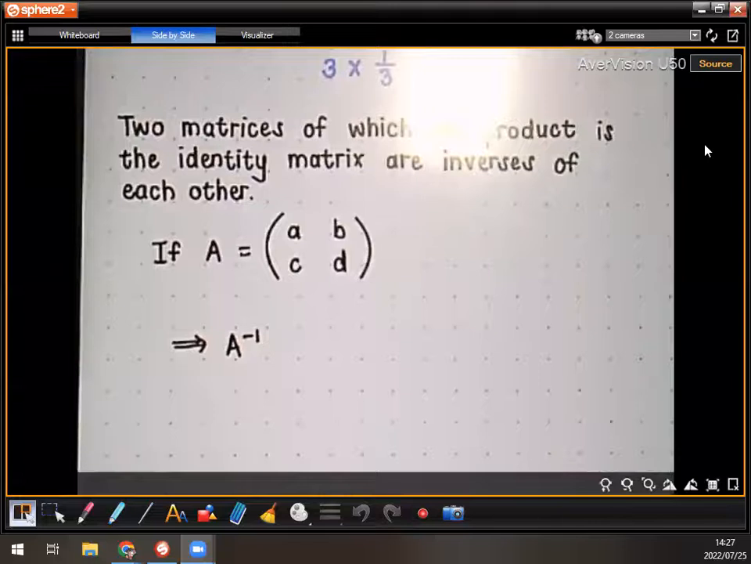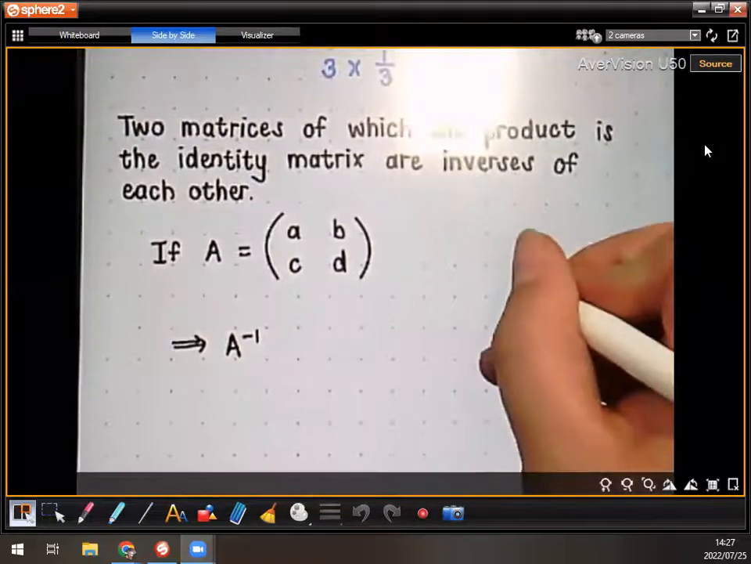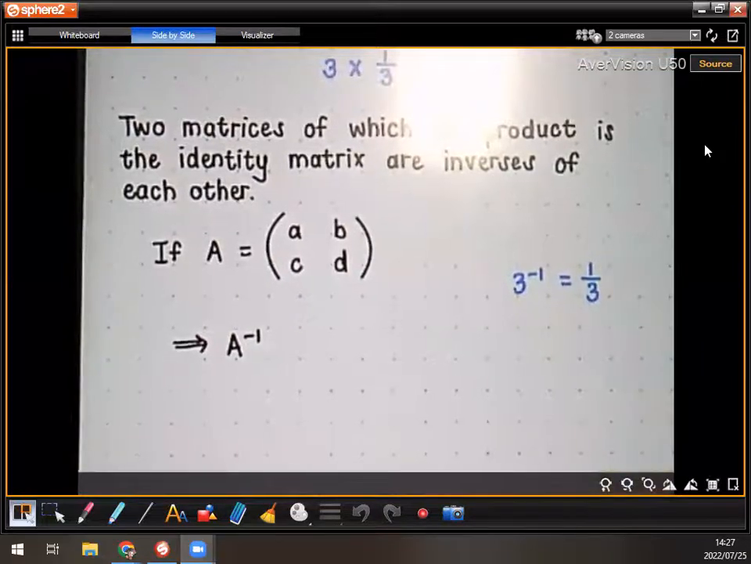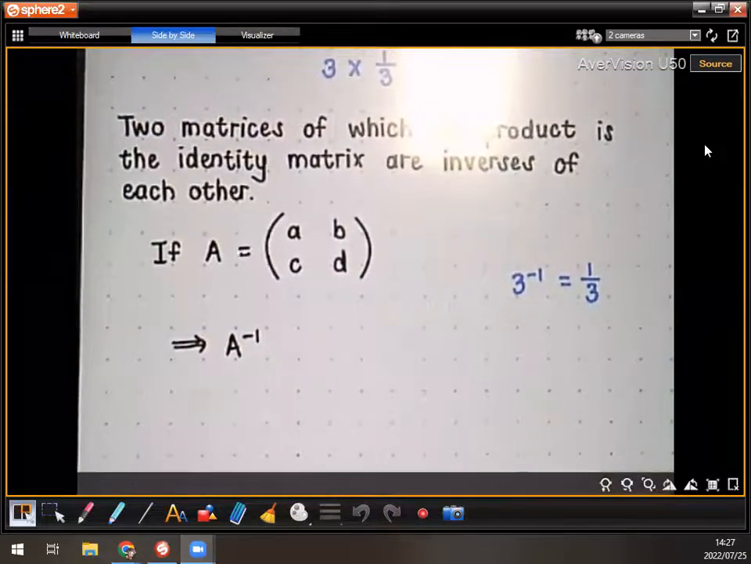Sorry, that's a stupid thing. But when you think of numbers, it is. Yeah, 3 to the -1 is a third. Yes. Yeah, there we go. Okay. Sorry, that's the thing.